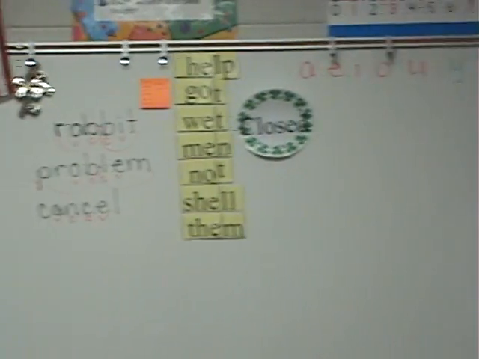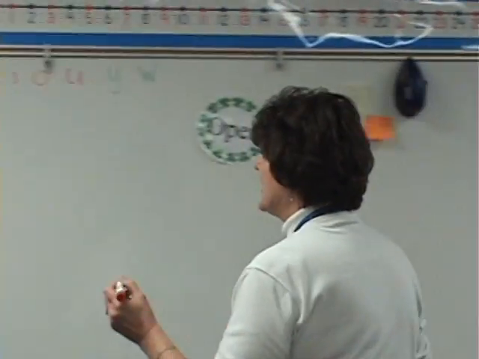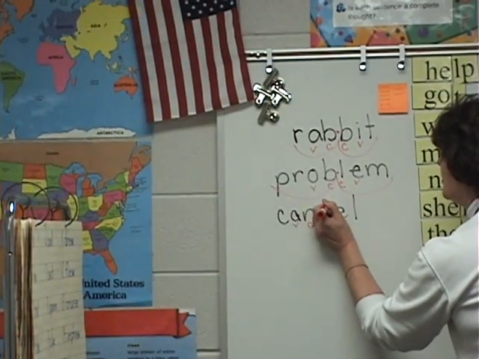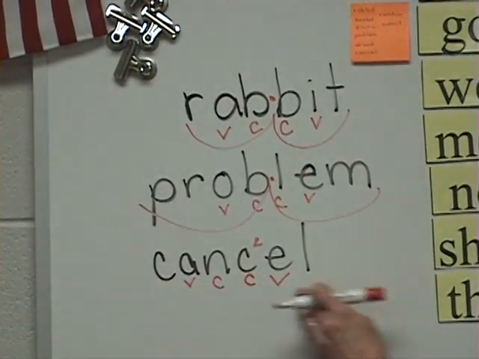What else do we know about a C? What do we look for when we see a C? Why does it say S? Because the E makes it say that second sound. So we're going to put a 2 right there so it helps us remember. Now, where are we going to break this word?